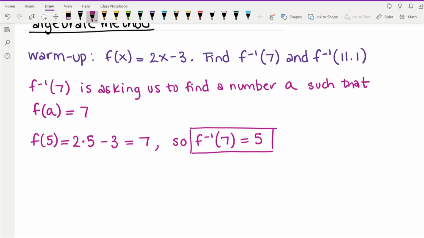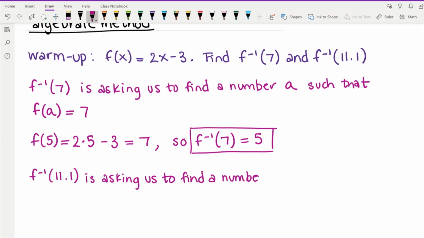So what about this next one? So f inverse of 11.1, again, that is asking us to find some mystery number a, such that in this case, f of a is equal to 11.1. So this one I think you'd be hard pressed to do in your head, or maybe you can, I can't. I can't sit here and think of what value of x would give me 11.1 as my output.